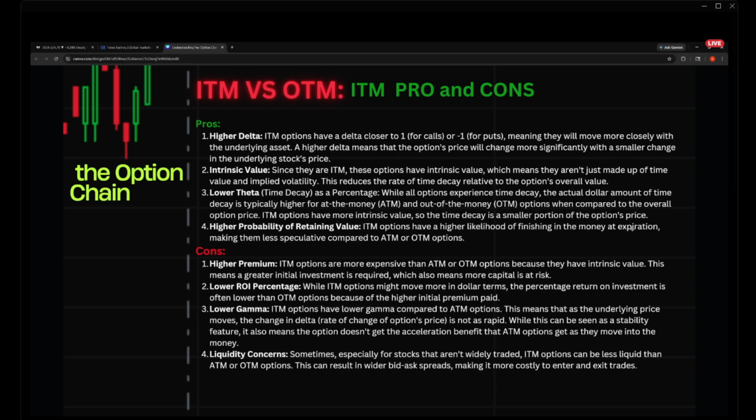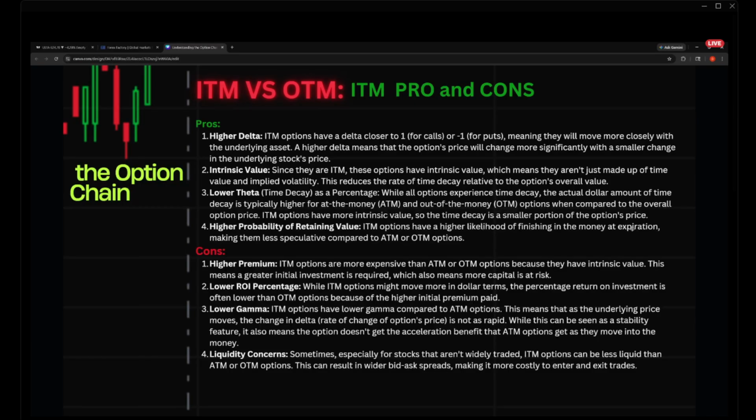Lower gamma, right? In the money options have a lower gamma compared to at the money options. I'm going to teach you what gamma is in a minute. This means that as the underlying price moves, the rate of change, or delta, is not as rapid. While this can be seen as a stability feature, it also means the option doesn't get the acceleration benefit that at the money or out of the money options get as they move into the money.